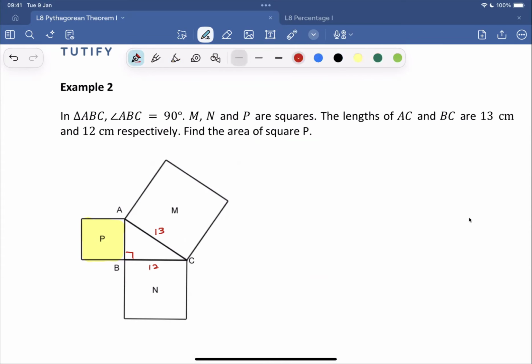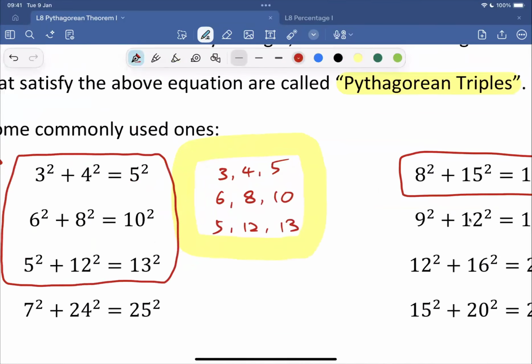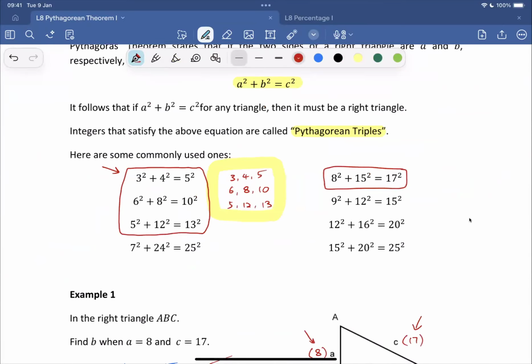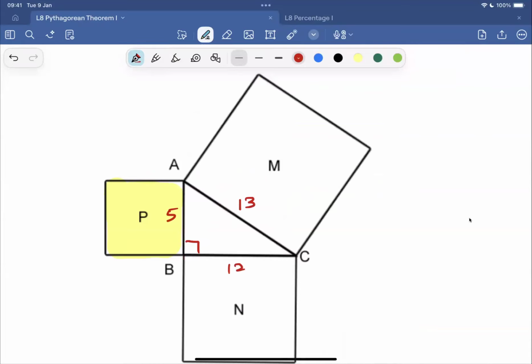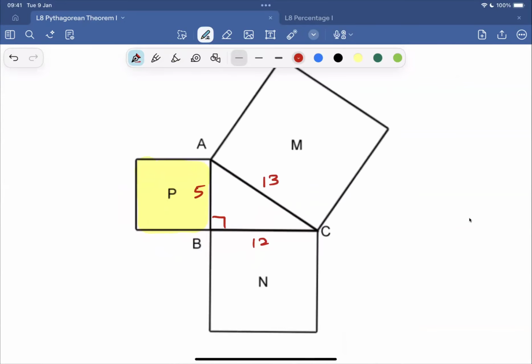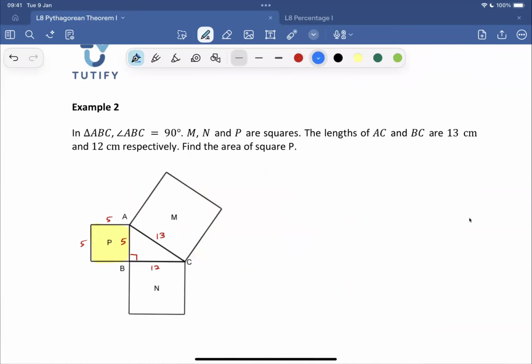So students, if you go back to your Pythagorean triples, I told you to memorize 3, 4, 5, 6, 8, 10, 5, 12, 13, correct? Do you notice that this is 5, 12, 13? So you immediately found that the side of the square is 5. So 5 times 5 is 25. Too easy. This is too easy. Okay? Anyone have any questions?